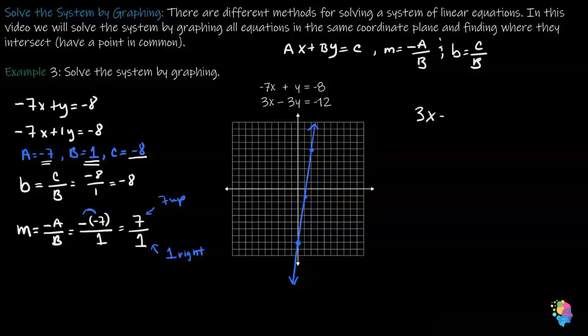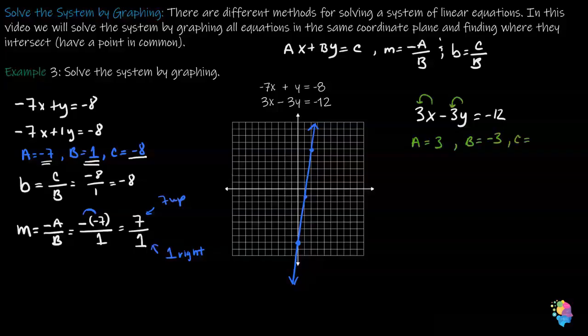Now that we've graphed our first equation, let's take the second one. This is 3x minus 3y is equal to -12. Let's find a, b, and c. In this case, a is 3, b is -3, and c is that -12 on the other side of the equal sign.